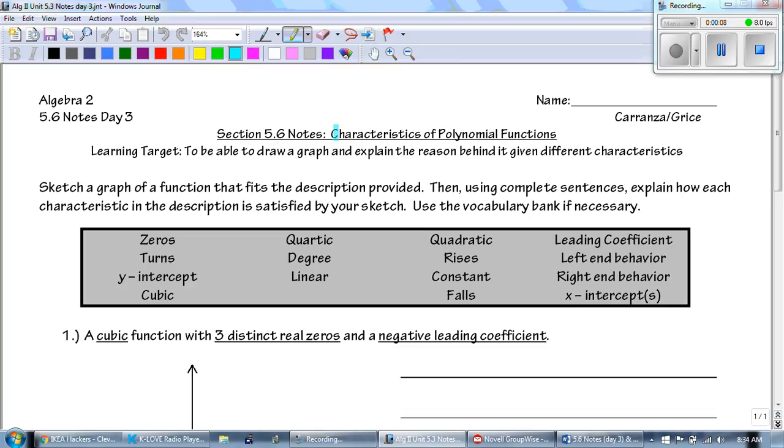Today we are continuing our discussion on characteristics of polynomial functions. Our learning target today is to be able to draw a graph and explain the reasons behind it given different characteristics. Sketch the graph of a function that fits the description provided. Then, using complete sentences, explain how each characteristic in the description is satisfied by your sketch. Use the vocabulary bank if necessary.